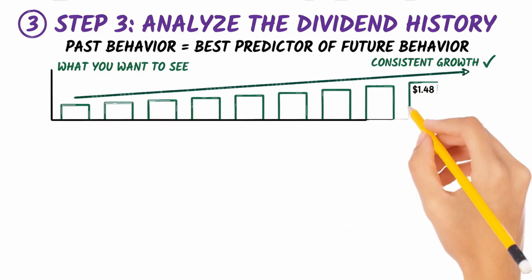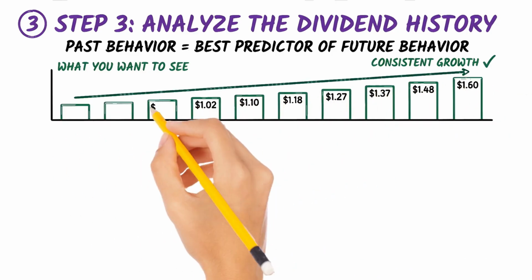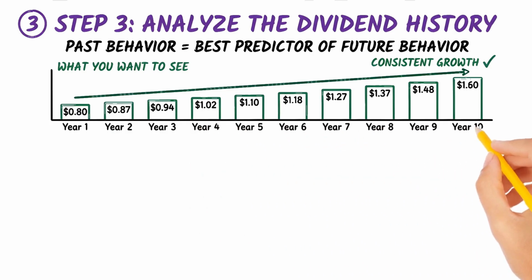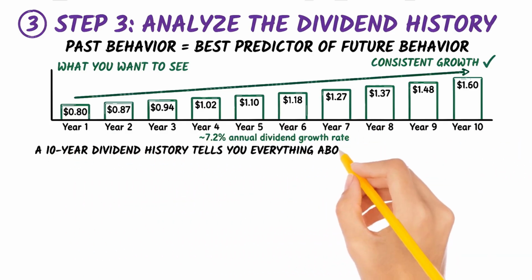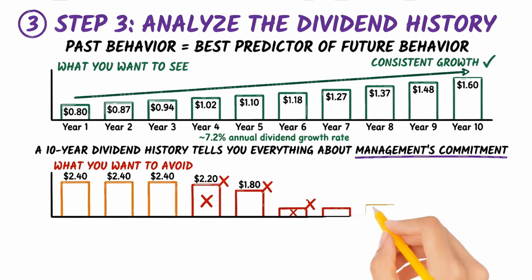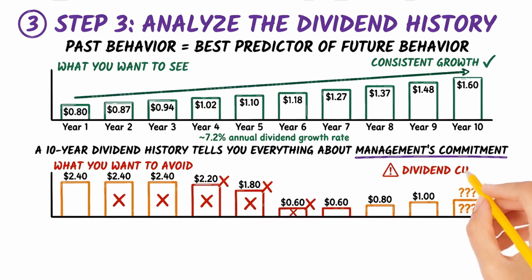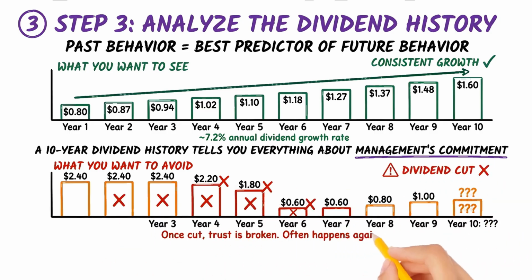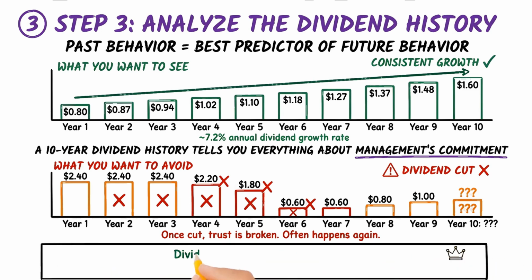You want to see at least 5 to 10 years of dividend history. What you want is consistent growth. Every single year, the dividend goes up. Even if it's small increases, the direction is up. That tells you management is committed to returning capital to shareholders through good times and bad.